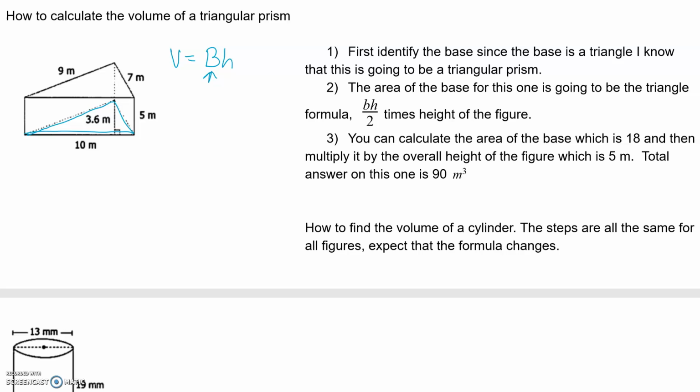The area of the base for this one is going to be a triangle, so the formula is going to be base times height divided by 2, and that's just the area formula of a triangle. So looking at this, we need to find the height, which is always perpendicular to the base for the triangle, and so volume equals 3.6 times 10 all divided by 2, and that's just going to be capital B, the area of the base.